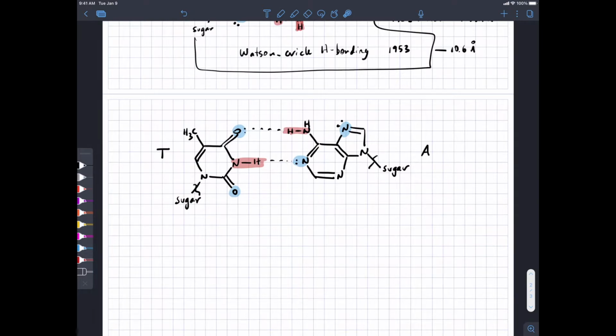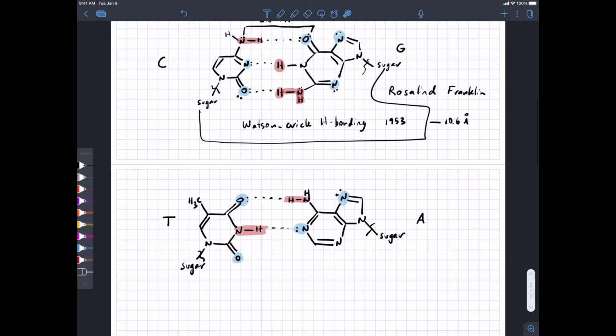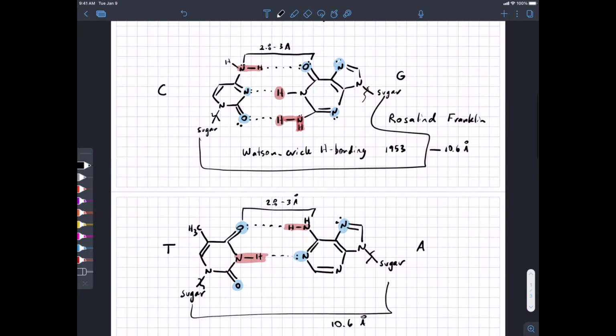Okay. So those are the AT pairs. Interestingly, if you look at them, and again, I'll just highlight the spacing, 2.8 to 3 angstroms and around 10.6 angstroms between sugars. The AT and the GC pairs are what we're going to call isosteric. That means they take up approximately the same space. That's really important for the DNA double helix because we want the double helix to adopt the same structure no matter what base pairs we have lined up.